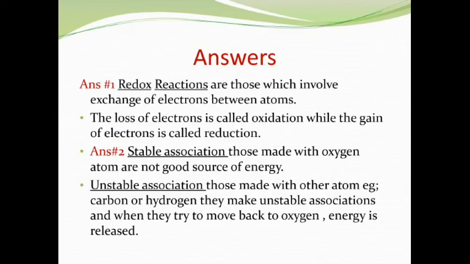Then the next question's answer, stable association: those made with oxygen atoms are not a good source of energy. And unstable associations are those which are made with other atoms, for example, carbon and hydrogen. They make unstable associations, and when they try to move back to oxygen, energy is released. I hope these terms are clear to all of you now.